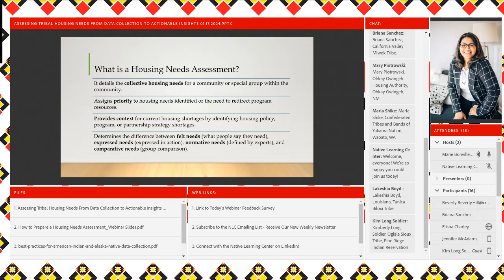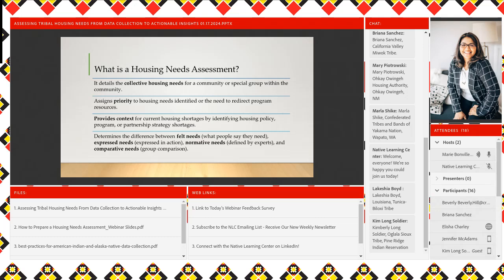So it details the collective housing needs. It prioritizes what our needs will be, right? First, second, third in your community. It'll provide context. I can't tell you how many folks I come in contact with that are like, I'm a new executive director. I don't really know what they did in the past. I can't find the files. I don't have context. So a lot of times these reports that are published help with that, give you an idea of where they were headed with one policy, program, or partnership strategy that fell short.